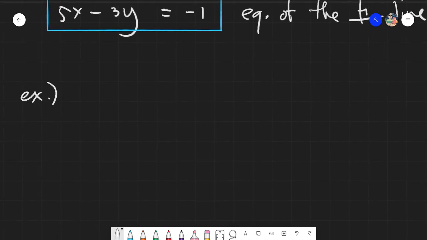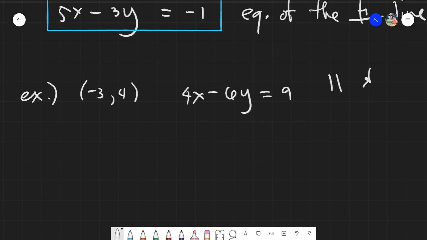So let's have example number 2. Say we have the point negative 3 and 4, and the equation is 4x minus 6y equals 9. You are being asked, what is the equation of the parallel and perpendicular line that is passing through this point? Given this, let's first find the slope. For 4x minus 6y equals 9, we will transform the given into the slope-intercept form.